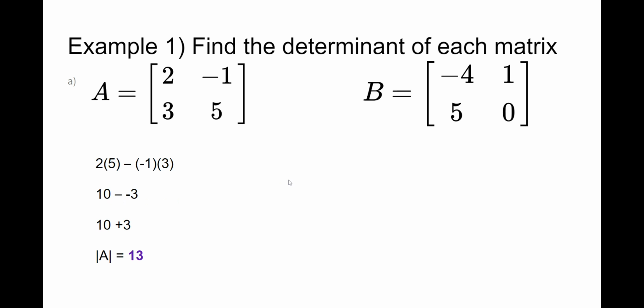For example B, matrix B has a first row of -4, 1, and a second row of 5, 0. Same process. We're going to multiply our first diagonal, -4 times 0, minus multiply your second diagonal, 1 times 5. -4 times 0 is 0, 1 times 5 is 5, and 0 minus 5 means the determinant of matrix B is -5.